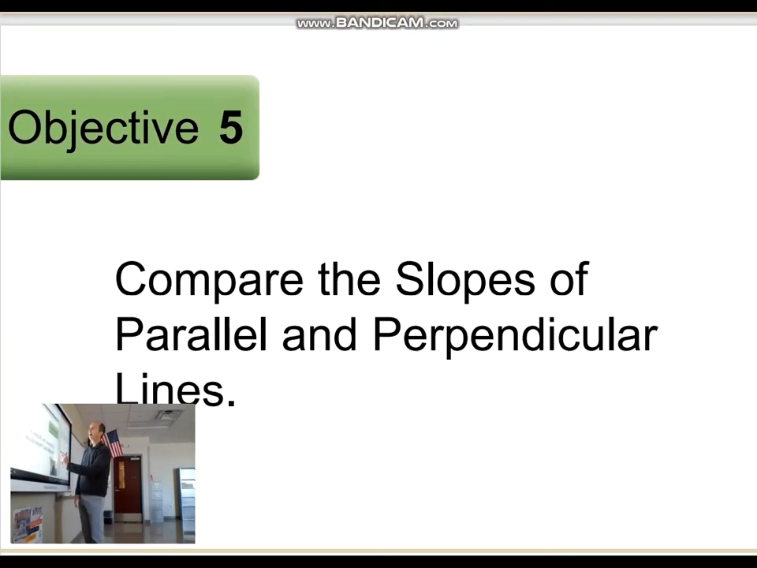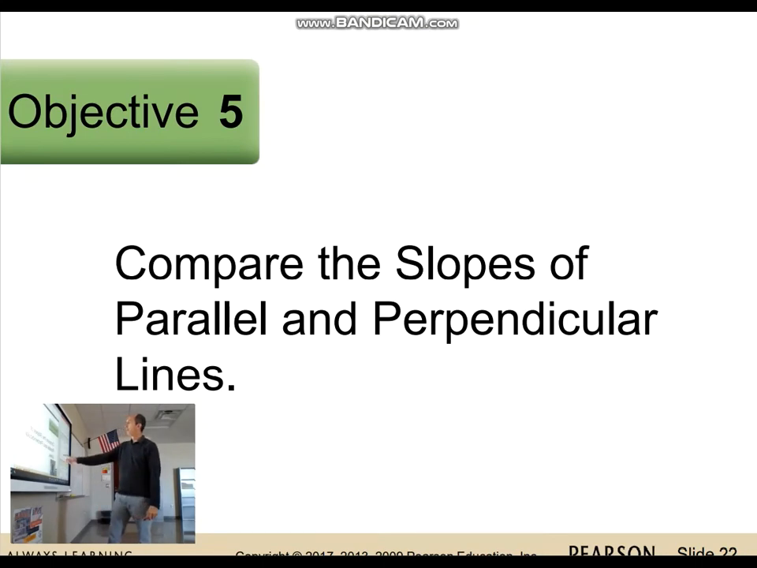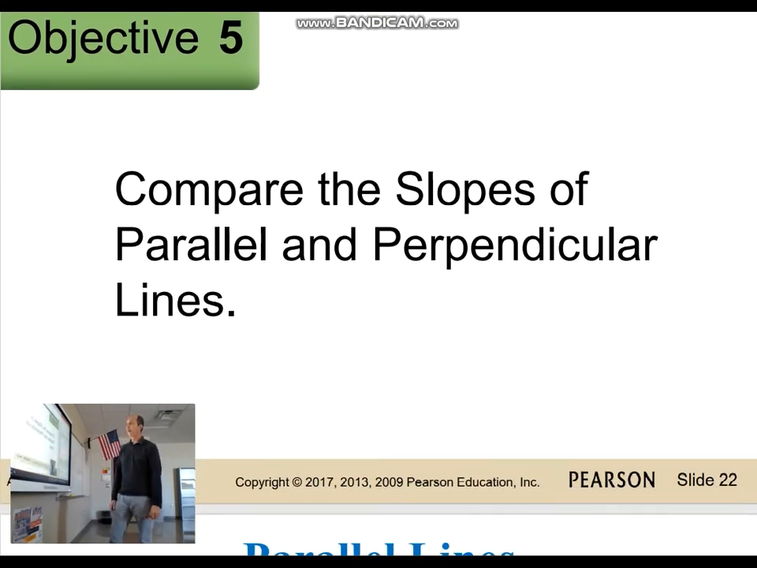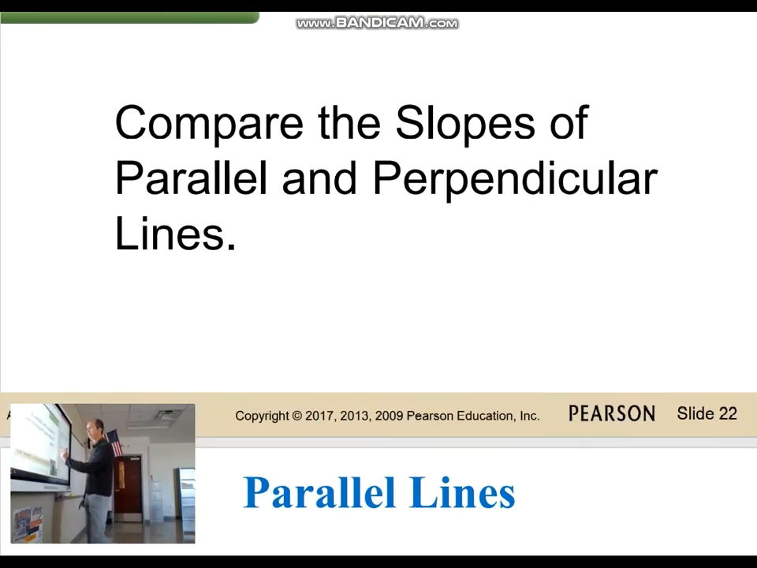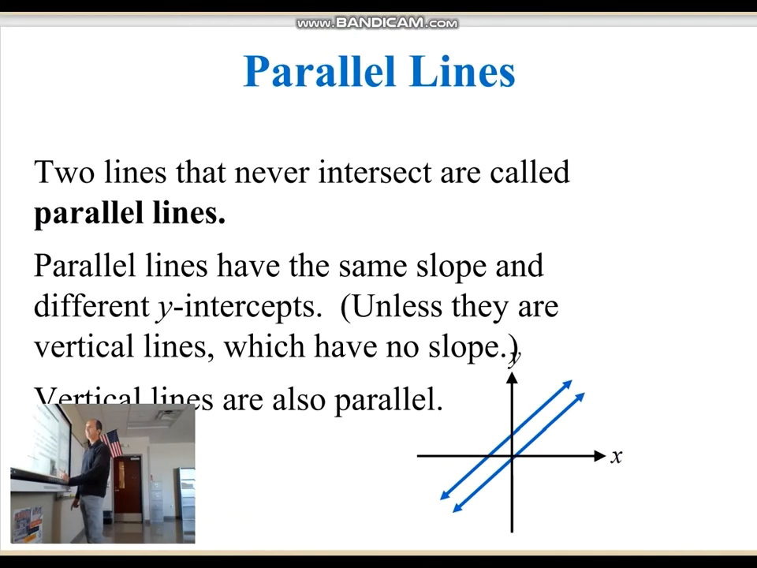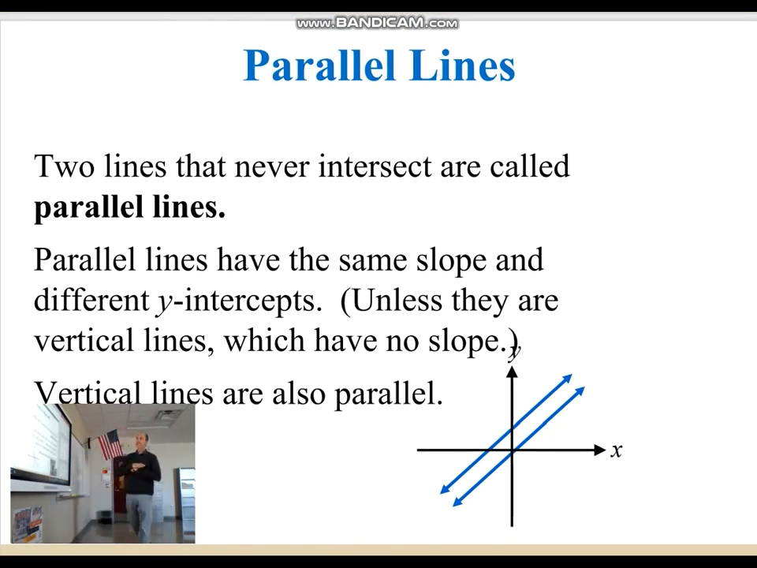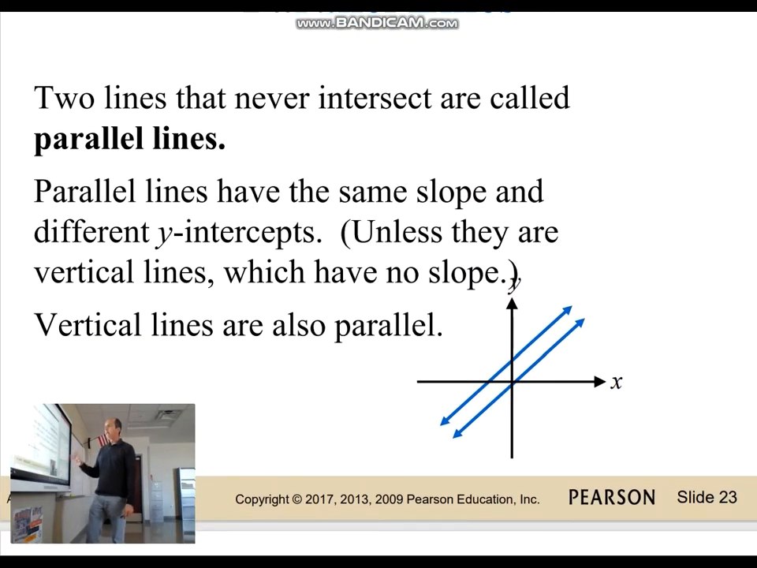Now objective number 5, compare the slope of parallel and perpendicular lines. Two lines that never intersect are called parallel lines. They have the same slope and different y-intercepts, unless they are vertical lines, which have no slope at all, that is, undefined slope.